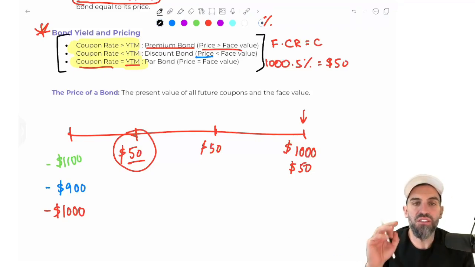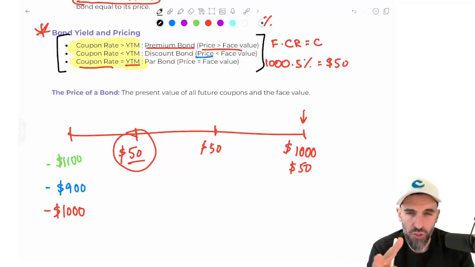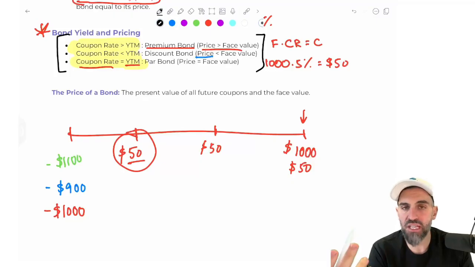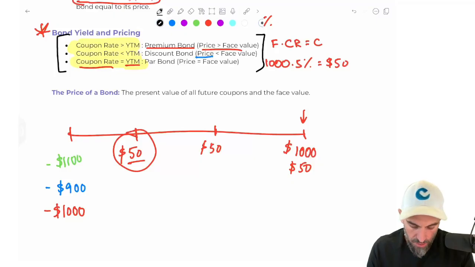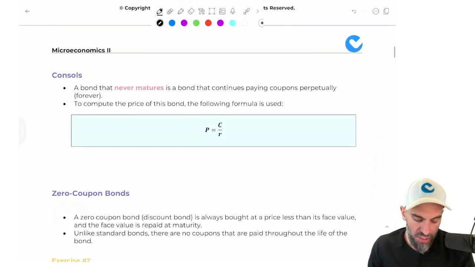conceptually. Again, this class doesn't really go that deep into calculating the price of a bond. We will see it in certain cases, but you won't be asked to calculate the price of a coupon paying bond the way you would in finance. This is more of an econ class than it is a finance class.